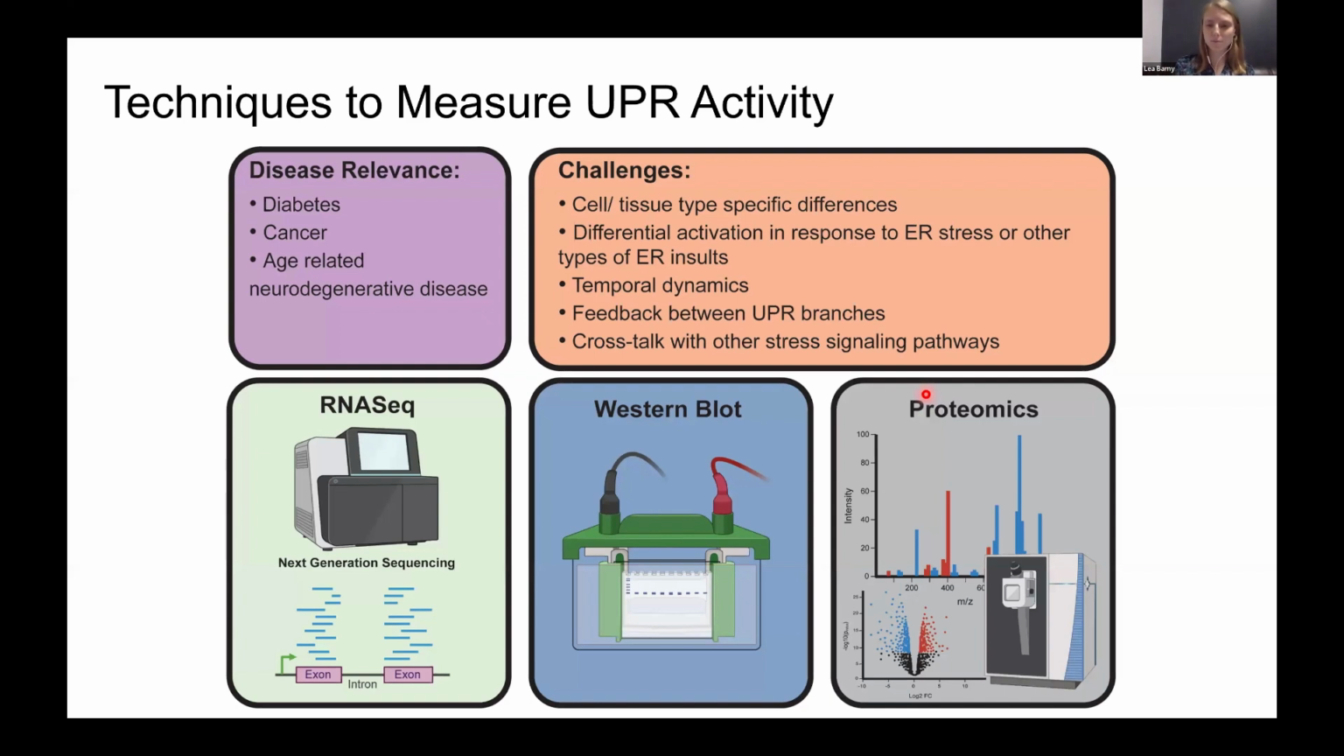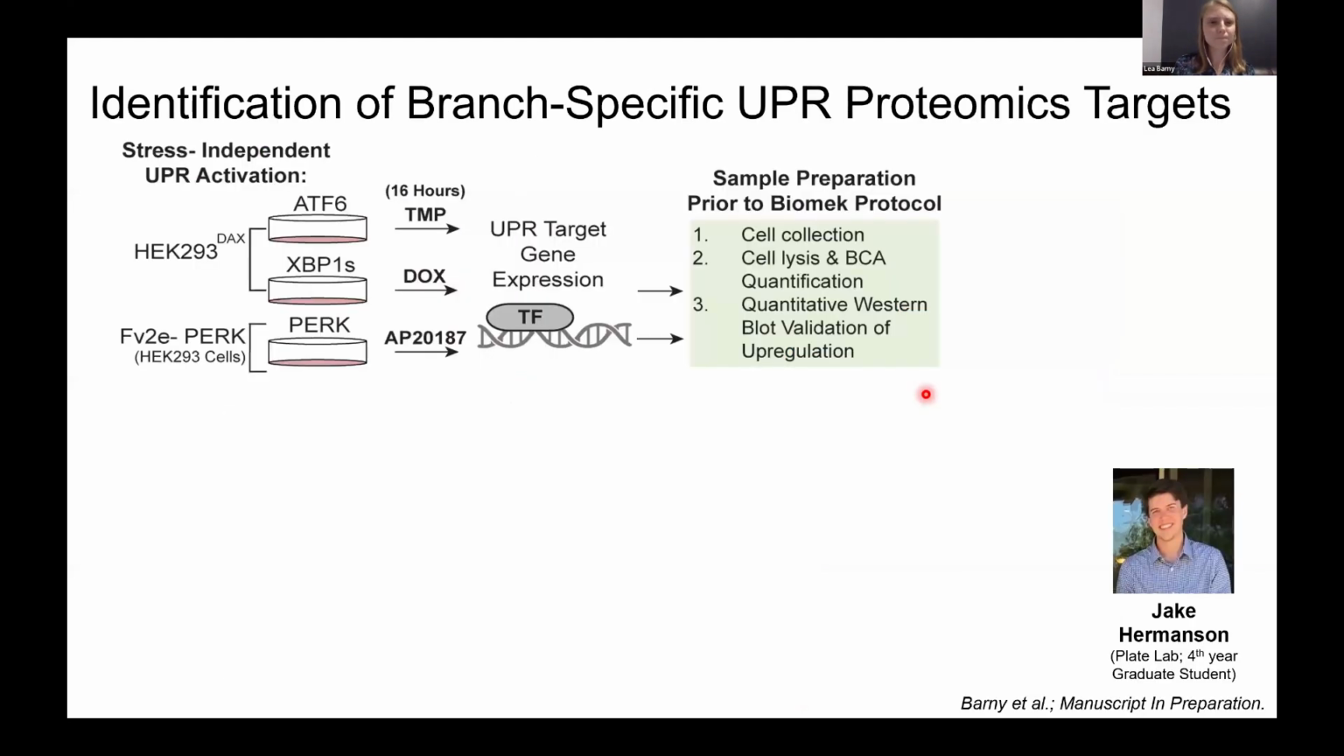That's why we turn to proteomics, and this is what our group has largely used to look at the UPR. And today I will be talking about how we decided on new branch-specific UPR targets. So in order to identify branch-specific UPR proteomics targets, we've utilized engineered stable cell lines, which with activation using small molecules, we can upregulate the respective transcription factors associated with each branch of the UPR.